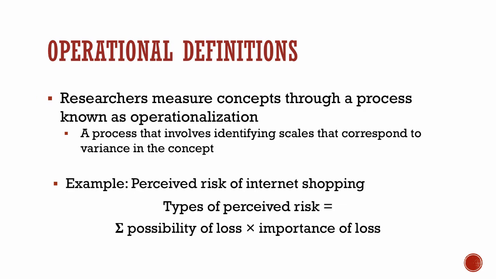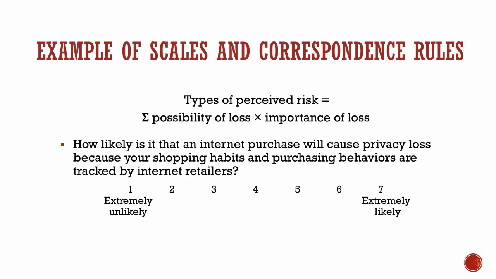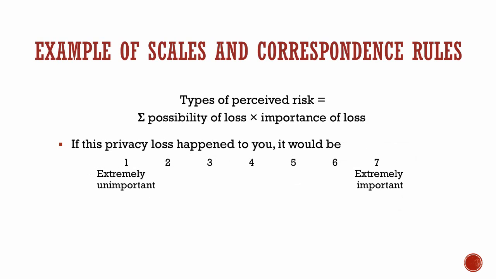In this example, I use a 7-point scale to measure the possibility of loss. The correspondence rule is assigning numbers 1 through 7 according to how likely it is that an internet purchase will cause privacy loss, because your shopping habits and purchasing behavior are tracked by internet retailers. To measure the importance of loss, researchers again employ a 7-point scale to assess a privacy loss.